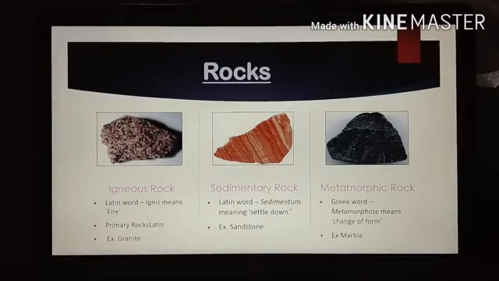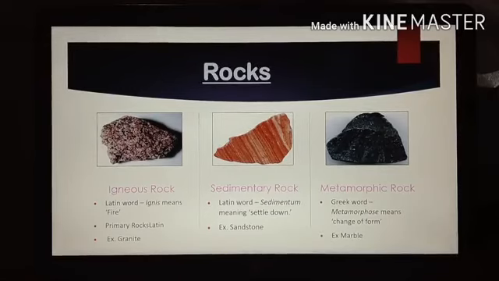So basically, first, the igneous rock. The word igneous comes from the Latin word ignis, and it means fire. It is also known as primary rock, and an example of this igneous rock is granite.